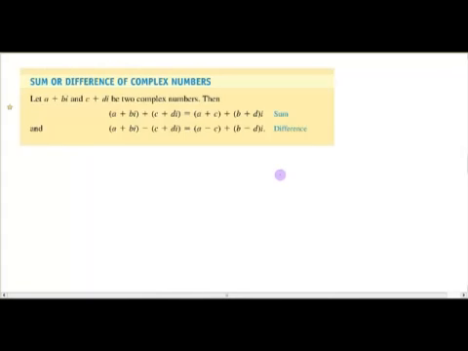The sum or difference of complex numbers. If I have two complex numbers, a plus bi and c plus di, I can add them by simply adding the real parts and the imaginary parts. The same with the difference: I can subtract the real parts and subtract the imaginary parts.